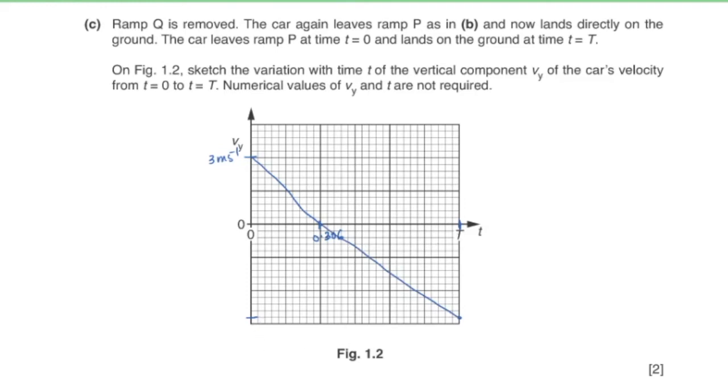And the time interval for this negative part is going to be greater than the time interval for the positive part, because from ramp P until maximum height, it covers less distance as compared to that which is covered after it travels from the maximum height until ground level.